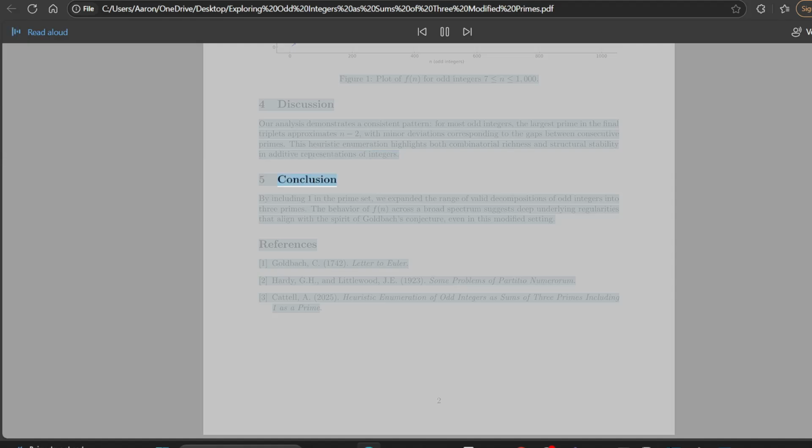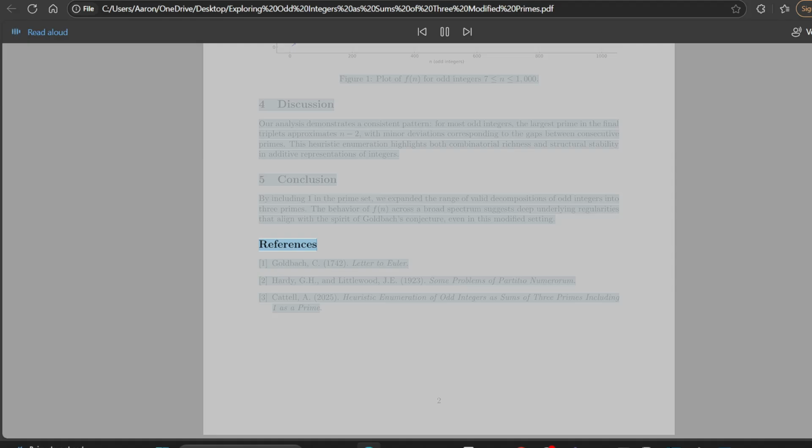Conclusion. By including 1 in the prime set, we expanded the range of valid decompositions of odd integers into three primes. The behavior of f(n) across a broad spectrum suggests deep underlying regularities that align with the spirit of Goldbach's conjecture, even in this modified setting.